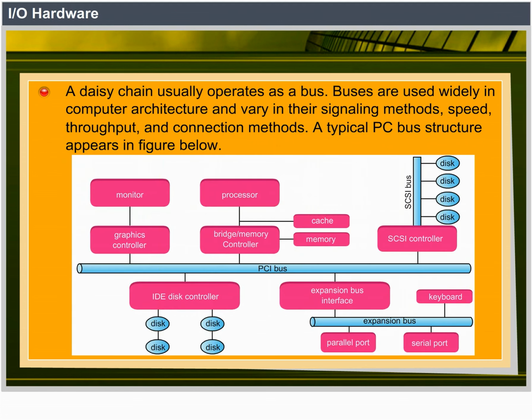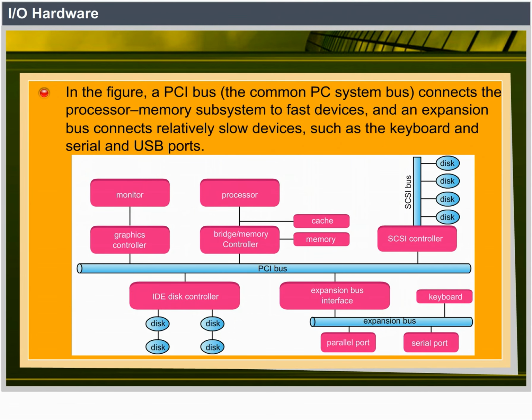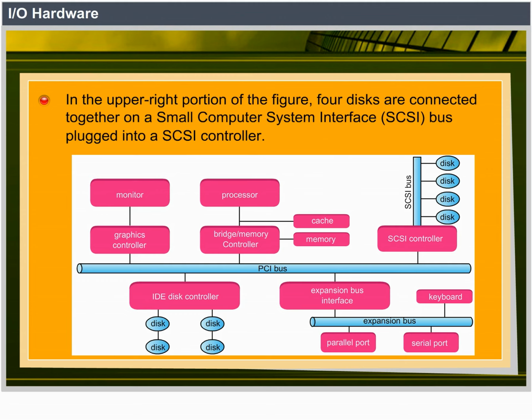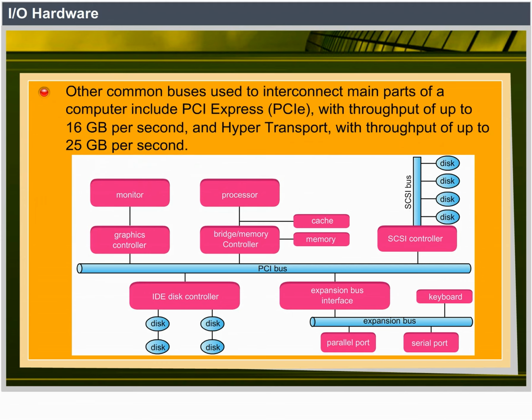In the figure, a PCI bus, the common PC system bus, connects the processor-memory subsystem to fast devices, and an expansion bus connects relatively slow devices such as the keyboard and serial and USB ports. In the upper right portion of the figure, 4 disks are connected together on a small computer system interface (SCSI) bus plugged into a SCSI controller. Other common buses used to interconnect main parts of a computer include PCI Express (PCIe) with throughput of up to 16 GB per second and HyperTransport with throughput of up to 25 GB per second.